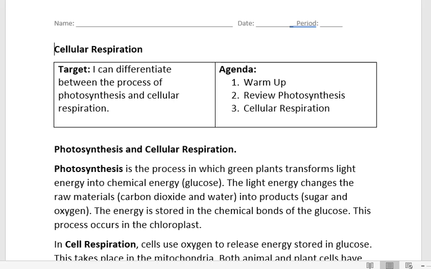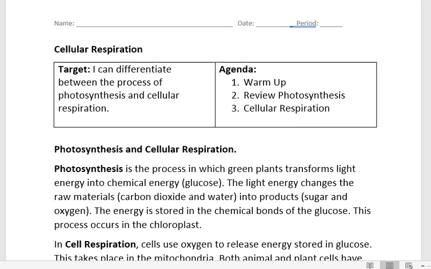All right, so today we're looking at cellular respiration. So our target is I can differentiate between the process of photosynthesis and cellular respiration. So we've been talking a lot about photosynthesis and what that actually is. So here's a quick recap.